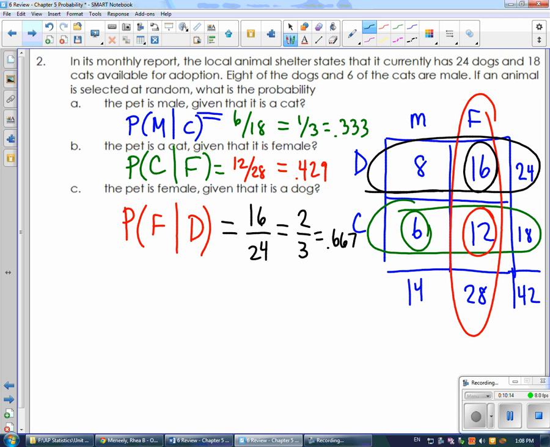And so I think in this problem, because you're categorizing the animals along two different variables, gender and the type of animal, a two-way table is going to be a little bit easier to understand in this case.